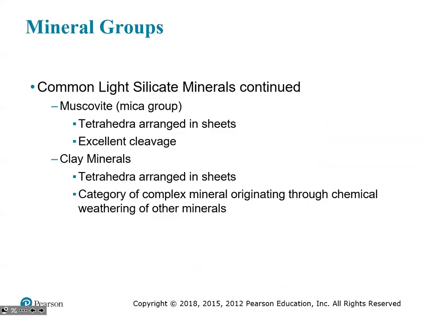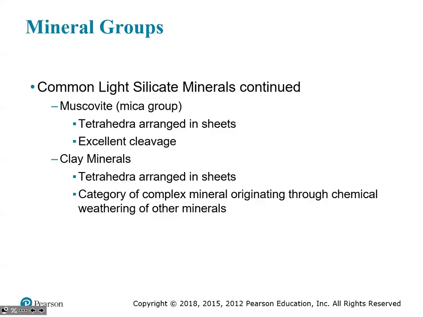Next, we have muscovite, the mica group in the light silicate minerals. These have tetrahedra that are arranged in sheets. They have excellent cleavage. They're quite useful. Micas are useful for when you need a thin, strong sheet of something to act as a diaphragm or go over something. They used to be used in microphones and things all the time.